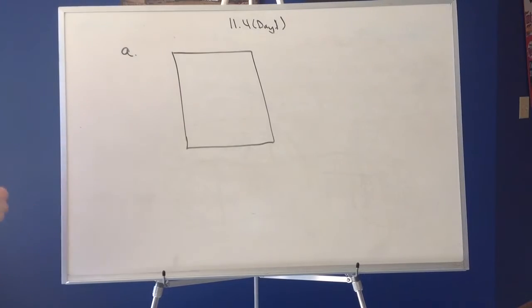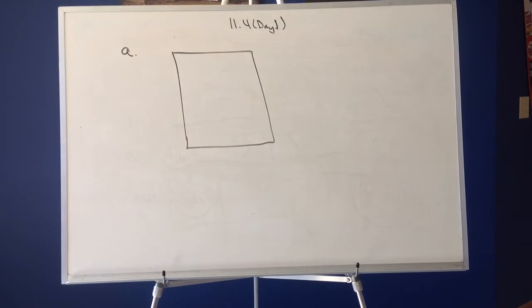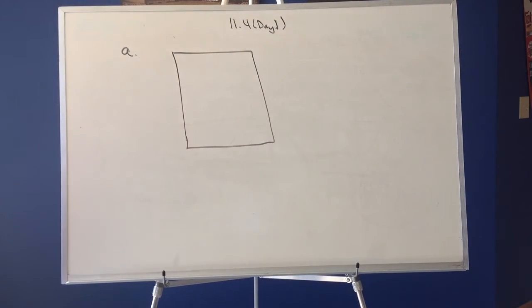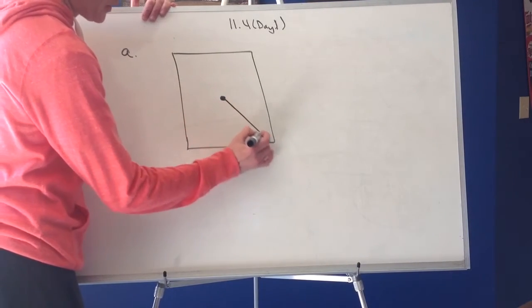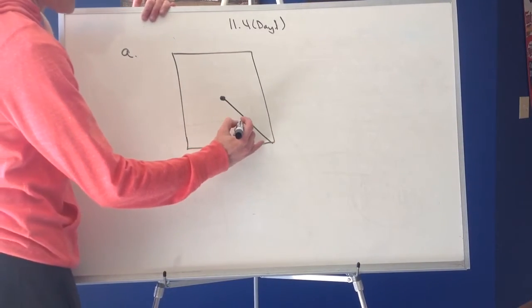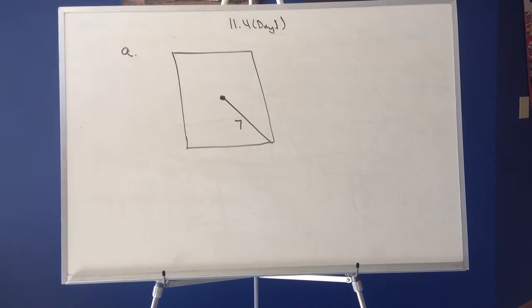Now I know you guys have base times height and that would be fine, but if you look at what you're given on this one, you're given a radius. Since we're given a radius, we can't use base times height. That's not going to work right now. So we're going to use the new one, which is our 1/2 PA.